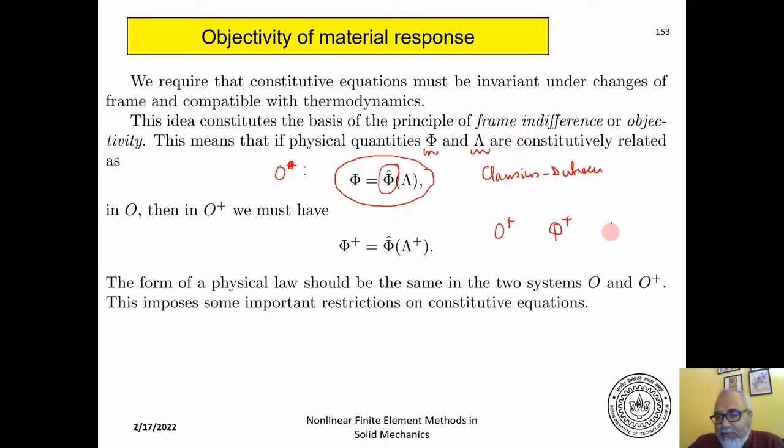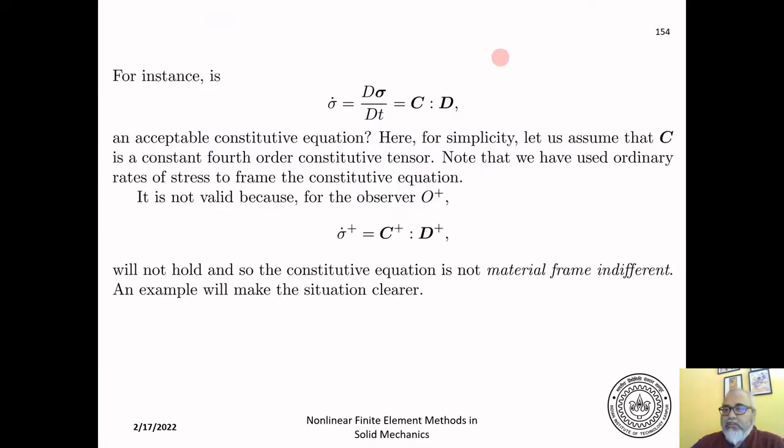Phi plus and lambda plus should be related by the same functional form as for the observer fixed at O. That means the functional form of a constitutive law should not change from frame to frame. This is what we mean by objectivity.